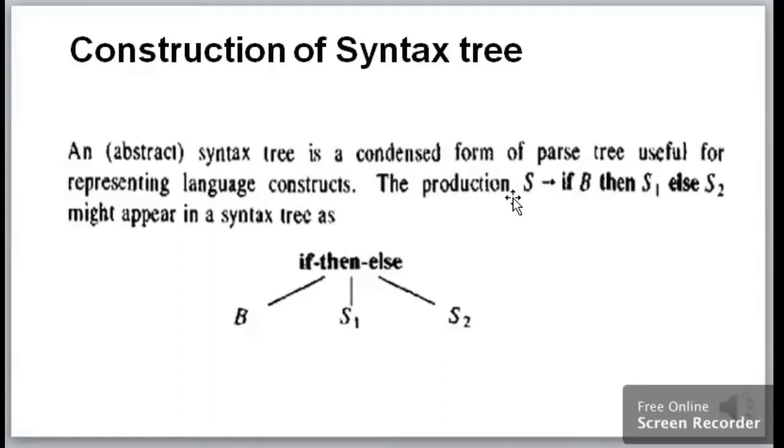For example, if I take a production, S can have the form of if B then S1 else S2, where S1 and S2 are the statement 1 and the statement 2 for the condition B. It can be written in the form of a syntax tree as if-then-else: if B then S1 else S2.